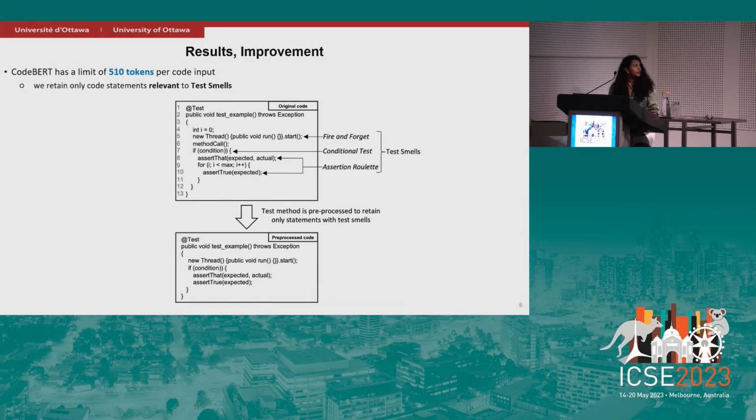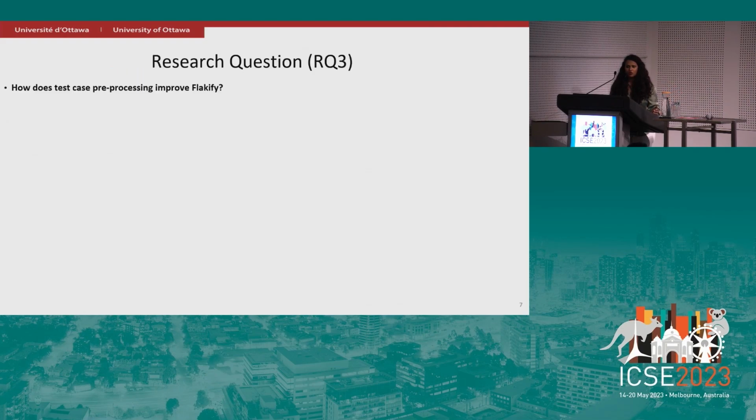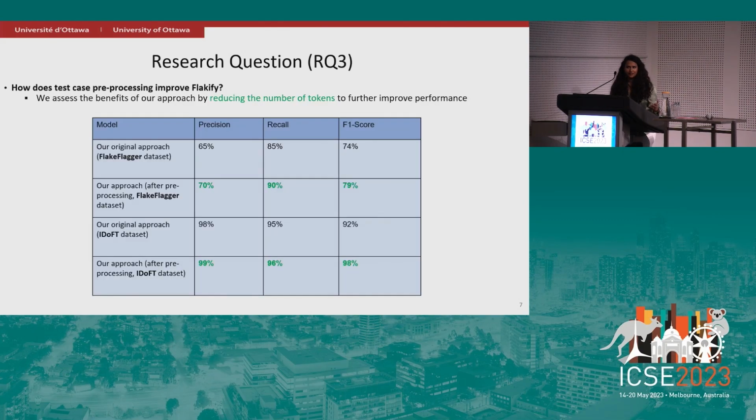It's just an example: we have a test case here, and it has these statements that are related to different types of test smells. We pre-process the code in a way that we only retain these statements related to test smells in this test case. So this leads to our research question number 3: how does pre-processing improve the performance of our technique? We see a significant improvement in our results based on this pre-processing on both data sets.